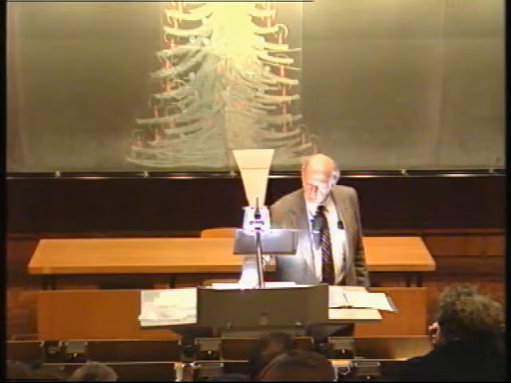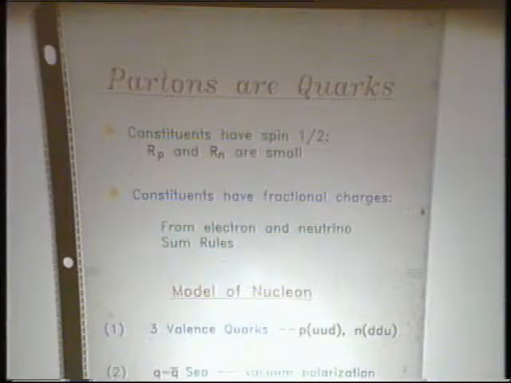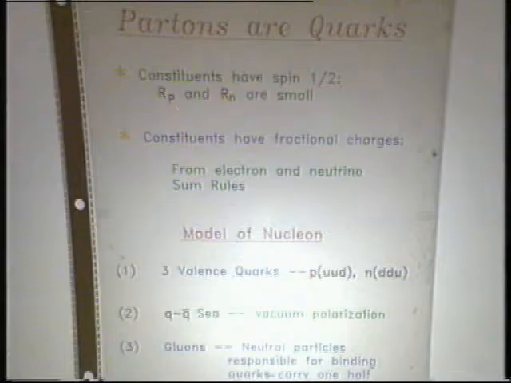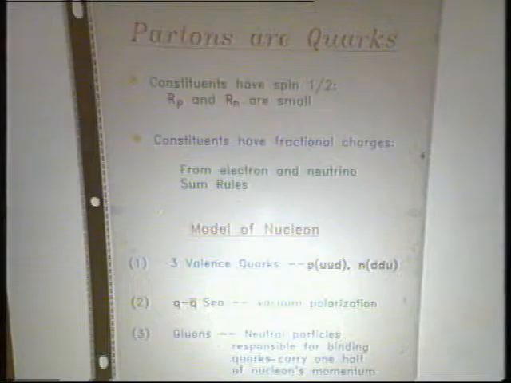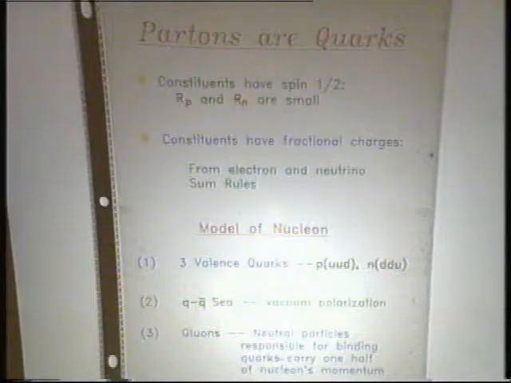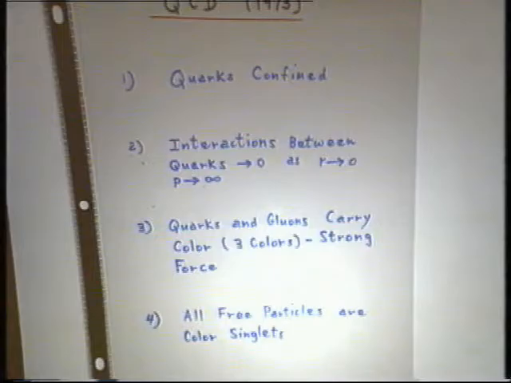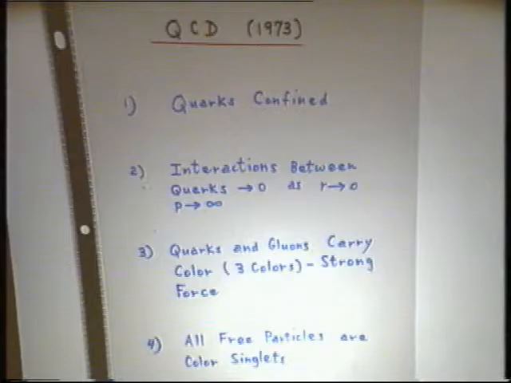So by 1974, partons are quarks. The constituents have spin 1/2 because R_p and R_n are small, shown by both the electron scattering and the neutrino experiments. The constituents have fractional charges from the electron and neutrino sum rules. The model of the nucleon was just basically three valence quarks, a quark-antiquark sea, and gluons. And that was the model of the nucleon. But in order to make it really satisfactory from an intellectual point of view, I think QCD had to be there, which came in 1973, because if one believed in quarks in the nucleon, one had to still come to grips with the conclusion that one doesn't find quarks anywhere. You look, you search, you don't find quarks.